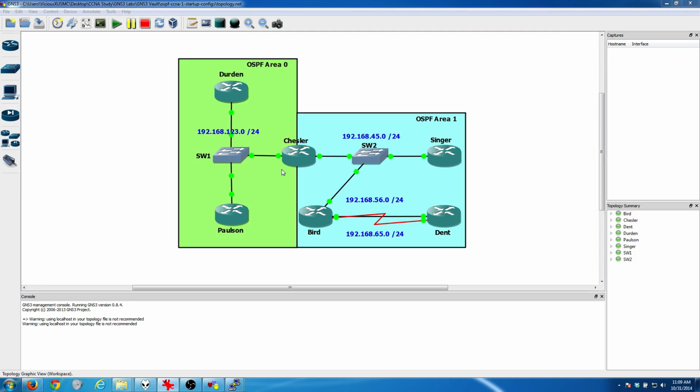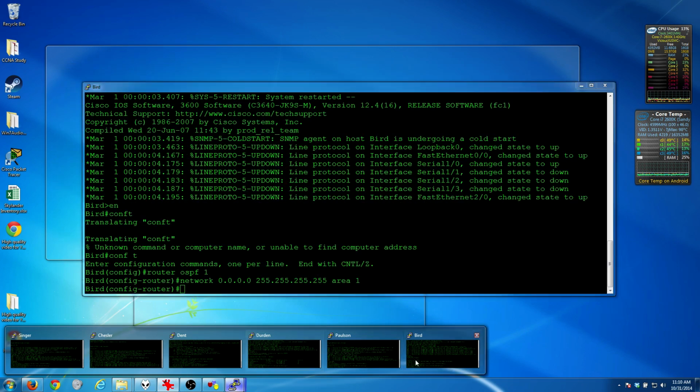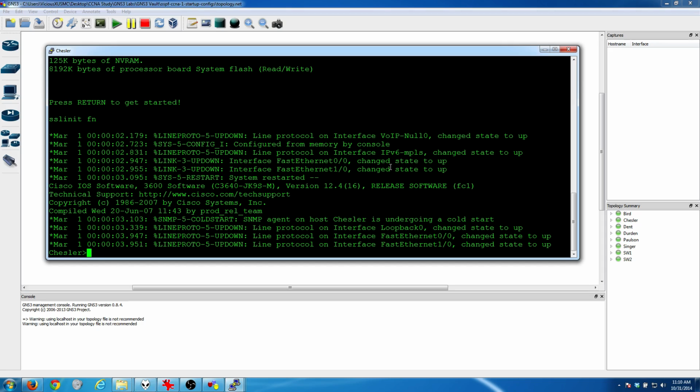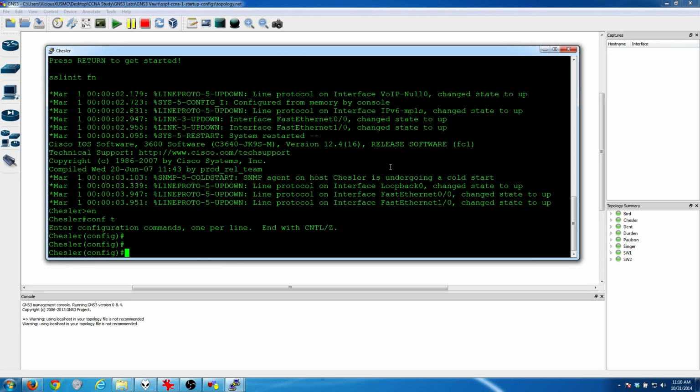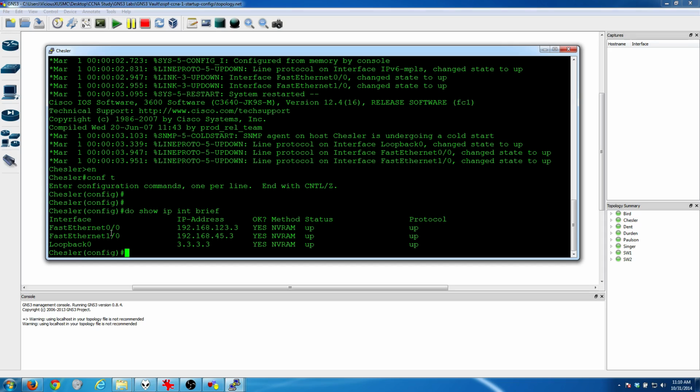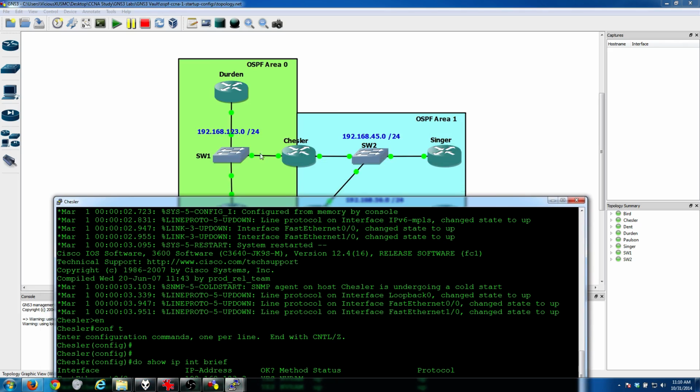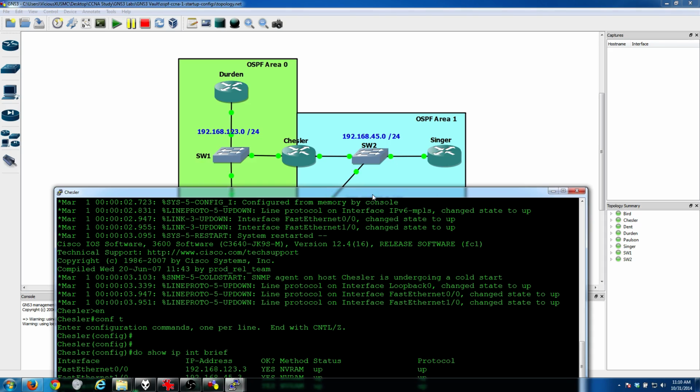So let's go ahead and pull up Chesler now. Okay, do show IP interface brief. We have 2 FastEthernet interfaces. One's in the 123 network, one's in the 45 network. Looking at this, you see the 123 is our area 0 and the 45 is our area 1. So that's how we're going to have to put these in.